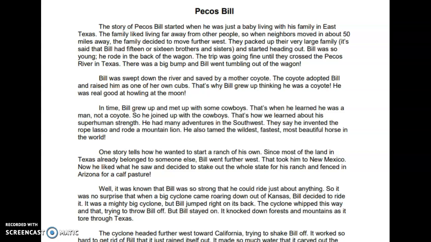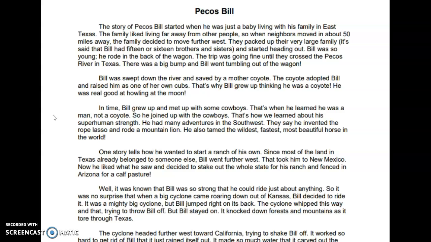In time, Bill grew up and met up with some cowboys. That's when he learned that he was a man, not a coyote. So he joined up with the cowboys. That's how we learned about his superhuman strength. So there's a text clue there. His superhuman strength. That lets us know that we're about to hear some hyperboles in this tall tale.